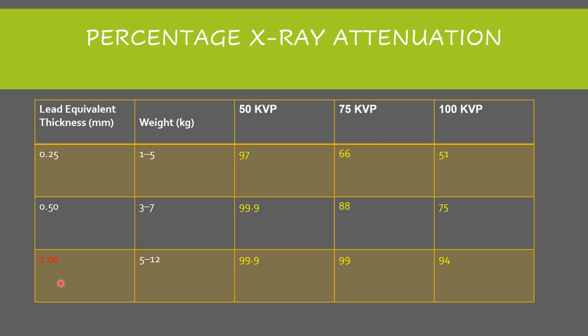At 1 millimeter thickness, this is like the lead apron that we place on people's laps. At 50 kVp, it absorbs or attenuates 99%. The weight is 5 to 12 kilograms. At 75 kVp, it attenuates 99%, and at 100 kVp, 94%. So of course, the thicker the lead, the more effective it is at attenuating the beam.